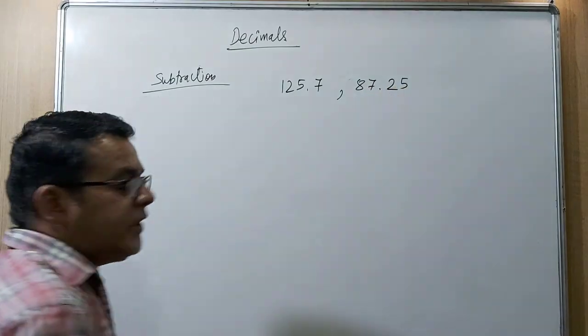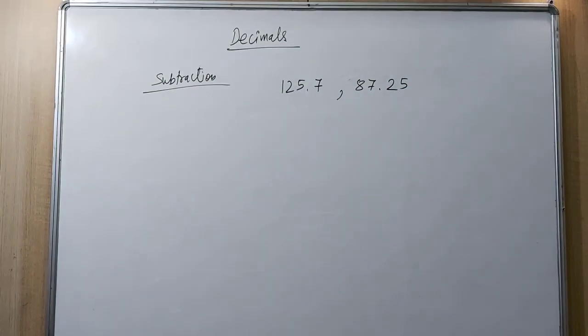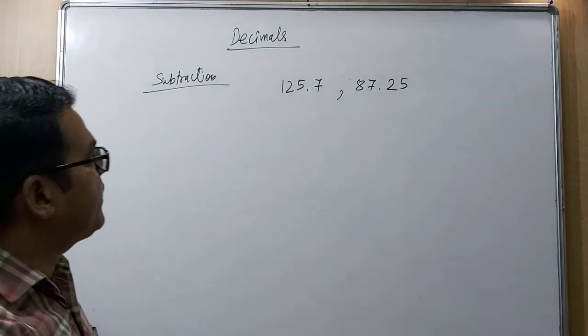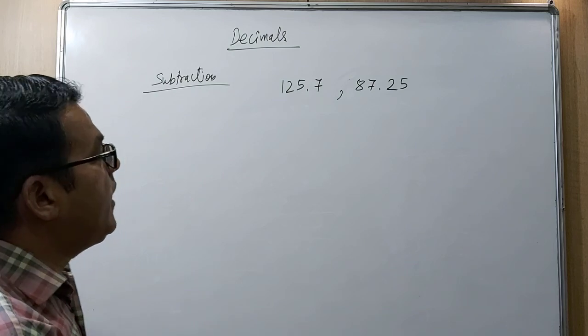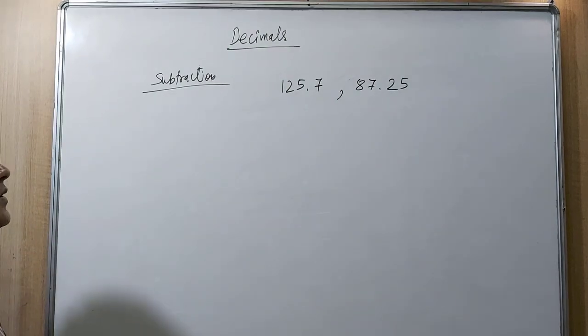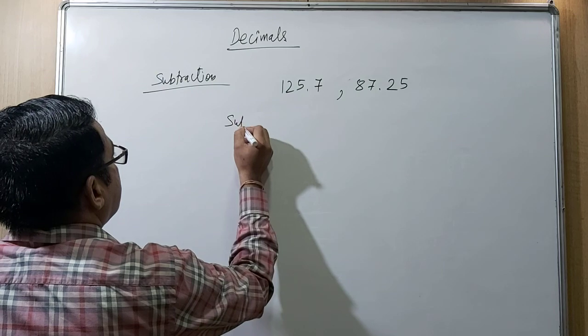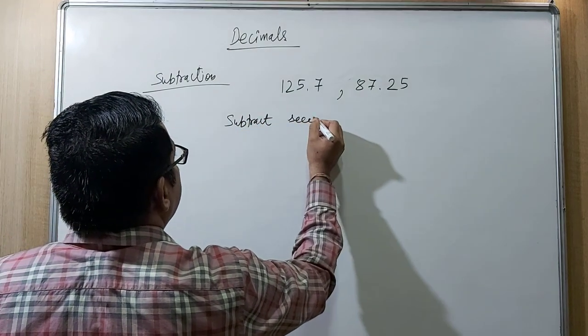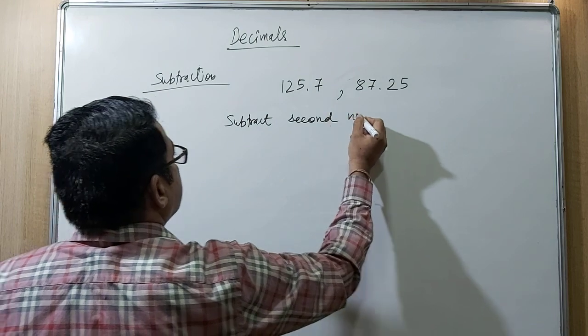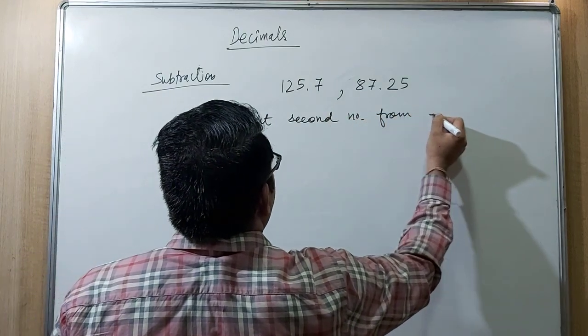Now you can see two decimal numbers are there. First one is 125.7 and second one is 87.25. We need to subtract second one from first. This is the instruction: subtract second number from first number.